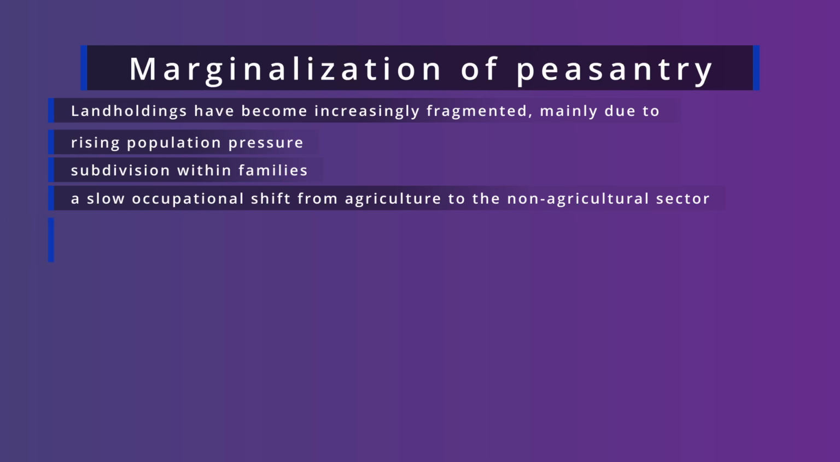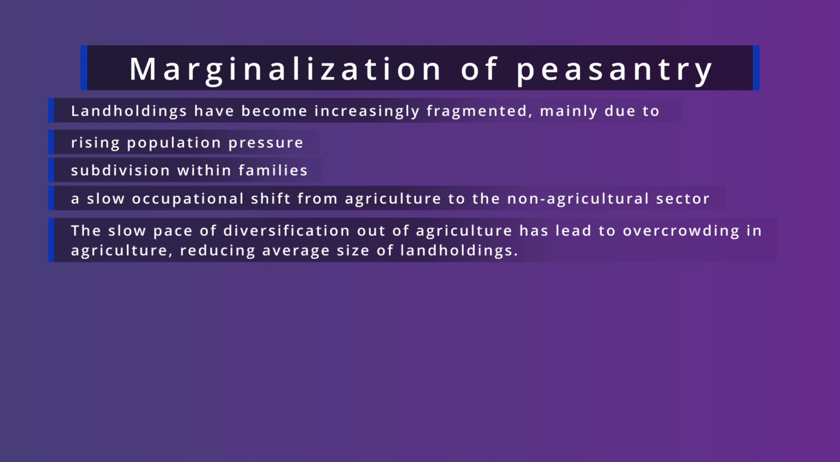Now, due to this slow occupational shift from agriculture to other sectors of the economy and lack of employment opportunities created outside the agricultural sector, a sizable section of the growing population had to bank upon agriculture for their livelihood. That has effectively created an overcrowding in agriculture and thereby reduced the land-man ratio.